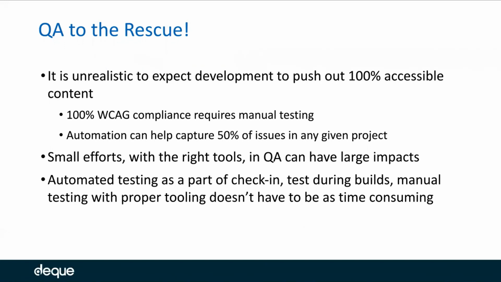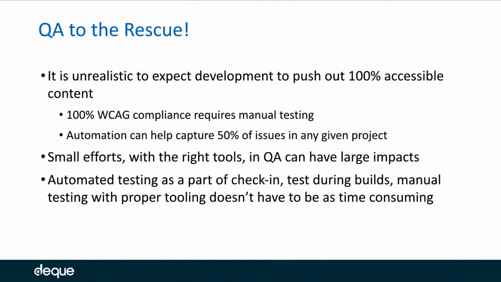With the right tools, we can do a lot. As I said, it's unrealistic to expect development to push out 100% accessible content. 100% WCAG compliance will always require manual testing, and the reality is that the pace at which we expect development to churn out content is such that we can't expect them to spend overly much time manually testing stuff, because they're expected to keep up some pace. So the expectation should be that development is using automation to test for accessibility. But as stated, there's always going to be manual testing or further testing beyond that automation, right?